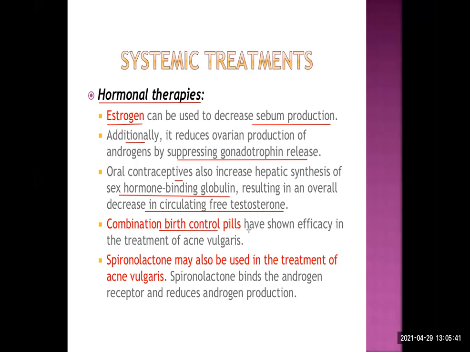Combination birth control pills have shown efficacy in the treatment of acne. It has estrogen and progesterone. Combination pill means both. Spironolactone is one of the drugs used in the treatment of acne vulgaris. And you all know, spironolactone binds to the androgen receptor and reduces the androgen production. Now, what type of drug is spironolactone? Potassium sparing. Excellent. This is a potassium sparing type of diuretic, also known as an anti-aldosterone drug. It antagonizes aldosterone for its effect. Wonderful.